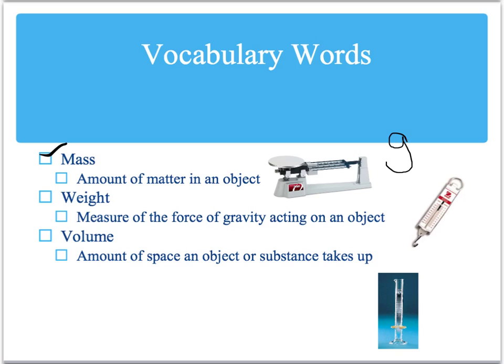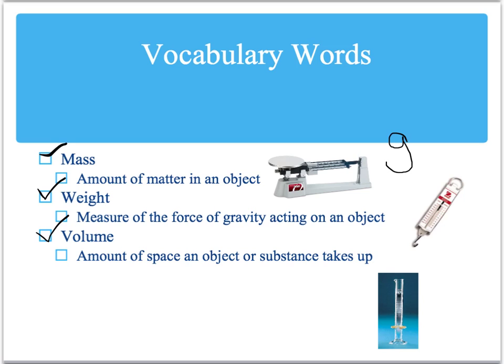Weight is different than mass. This is one that we're struggling a little bit here to use and understand the difference, so I keep reminding you, we're not finding the weight, we're finding the mass. Weight is the measure of the force of gravity acting on an object. And as we said, when you go to the moon, it can be 1/6 of that. So weight is directly related to the force of gravity.